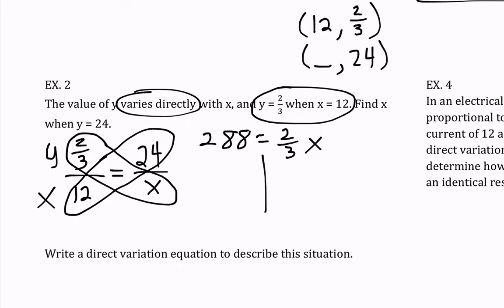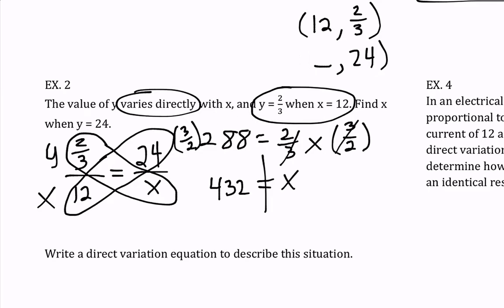All right, so then we solve for x. Well, if I want x by itself, I have to get rid of this fraction. Remember, to get rid of a fraction, we multiply by the reciprocal, we flip it, so 3/2. What I do on one side, I have to do the same thing on the other. 3/2 times 288 gives me 432. On the other side, the fraction and the reciprocal cancel, so x falls down. I'm going to need bigger space here.